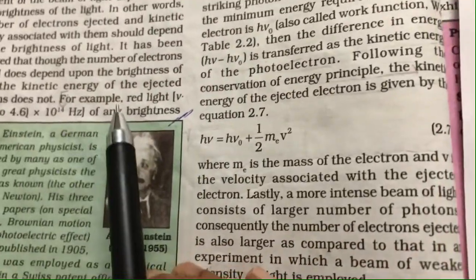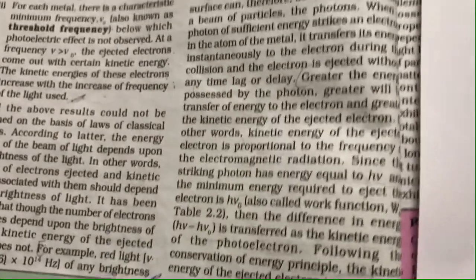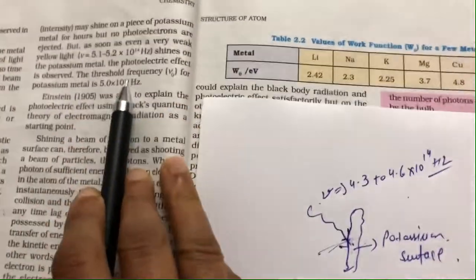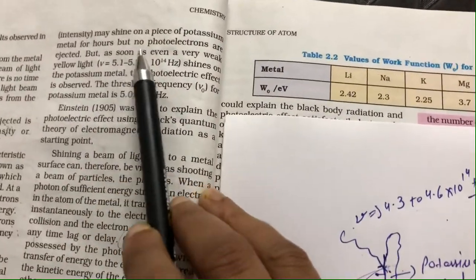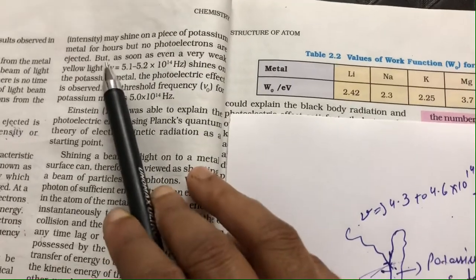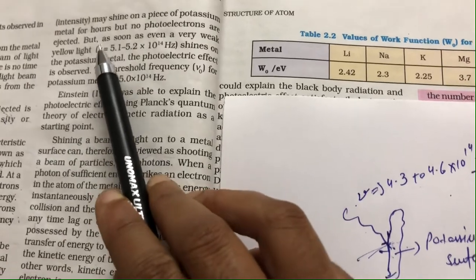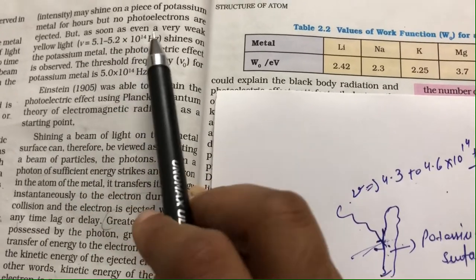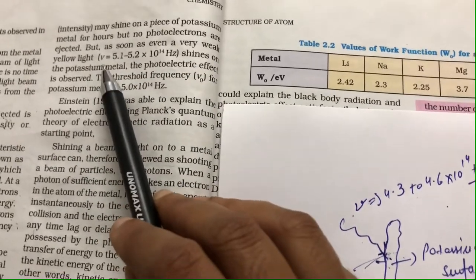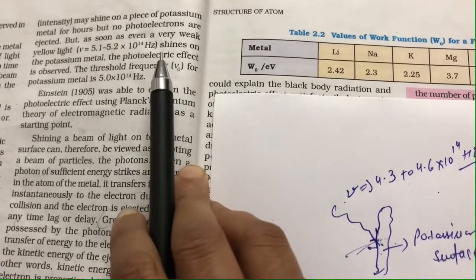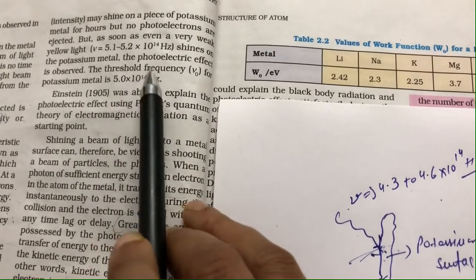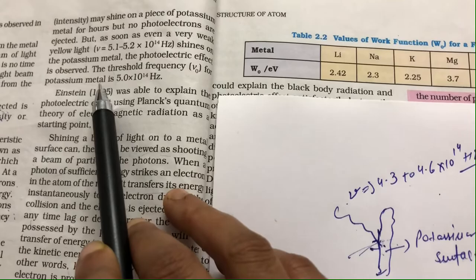So you can say that, for example, red light of any brightness may shine on a piece of potassium metal for hours, but no photoelectrons are ejected. But as soon as even a very weak yellow light shines on the potassium metal, the photoelectric effect is observed.